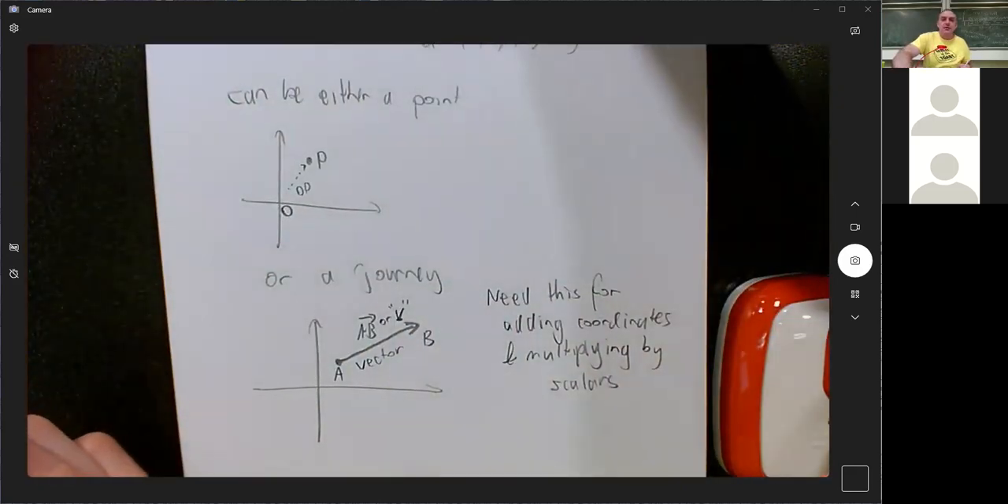I should make sure the chat is visible so that people can tell me if something's in the chat.